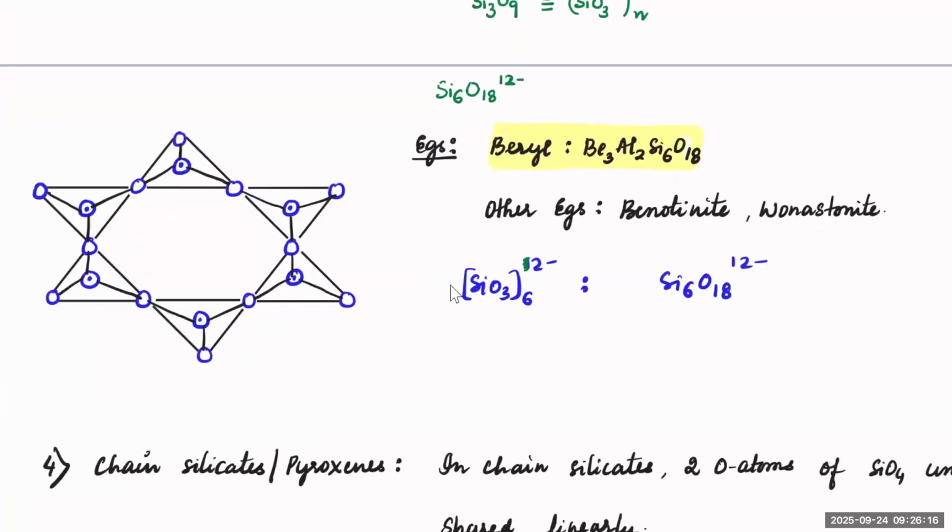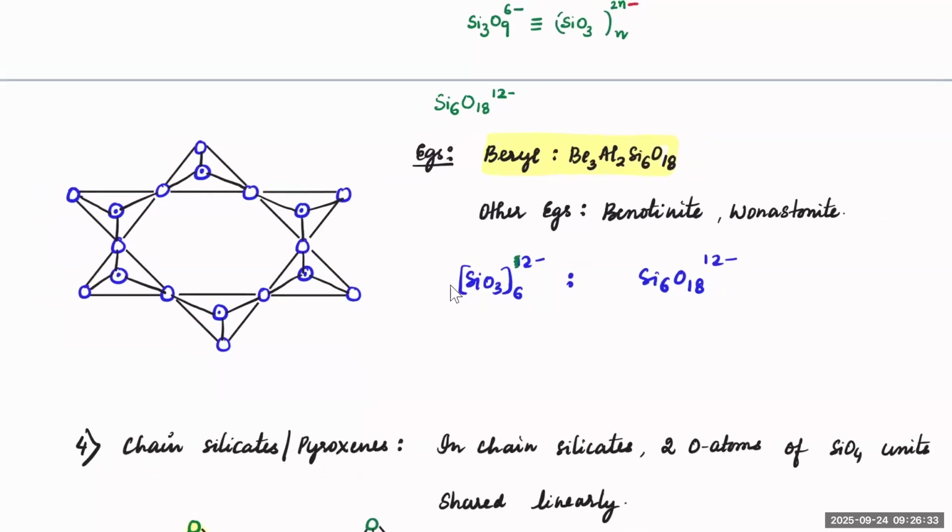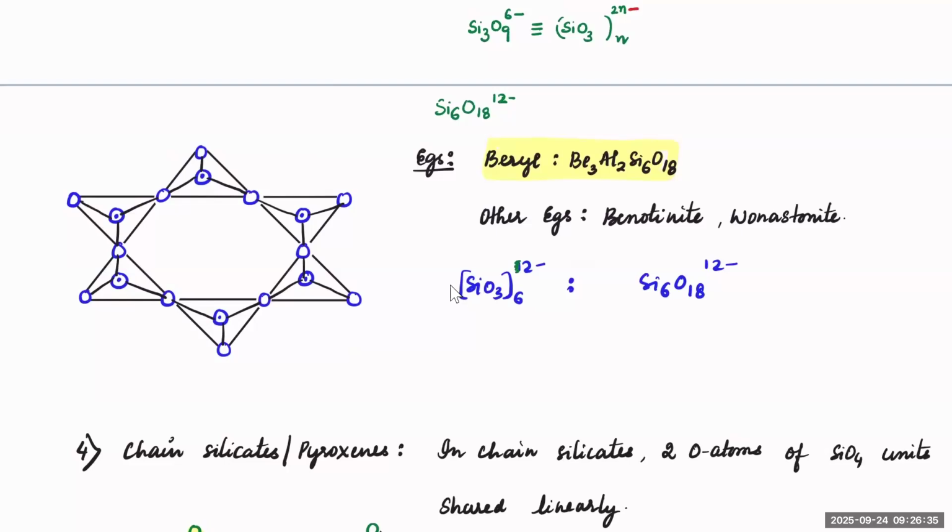Next one is beryl. Now, what is the structure of beryl? You see, Si6O18 12 minus. Clear? That is beryl.